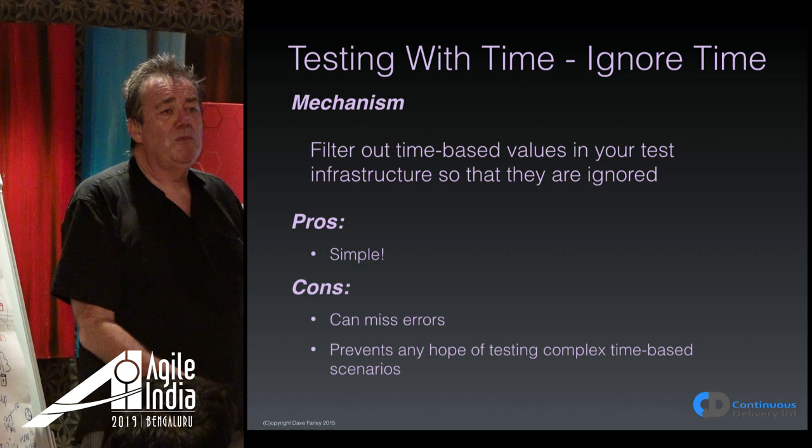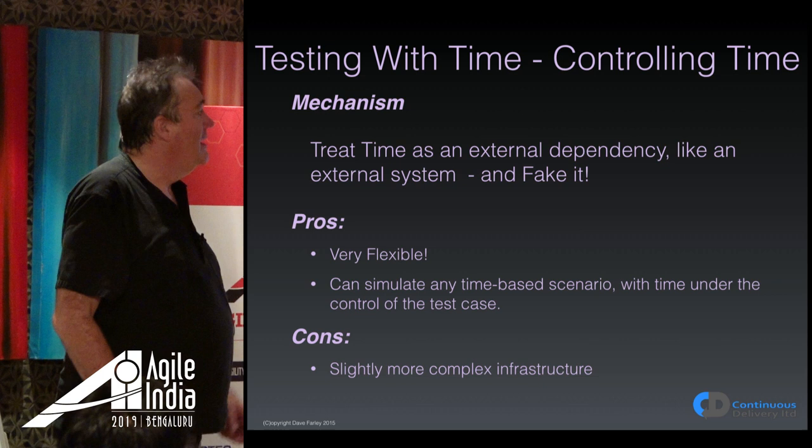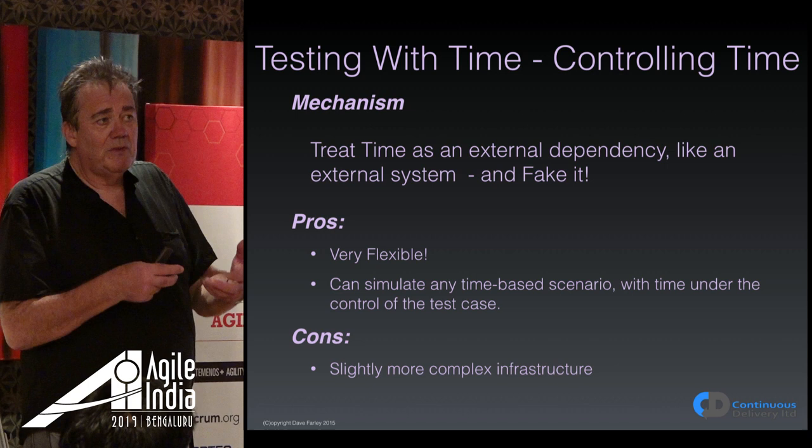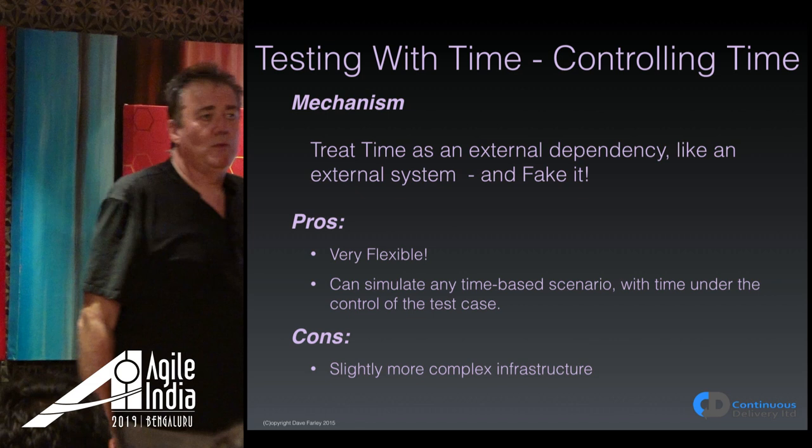For systems where time is more important, then I think that this is a better strategy. You take control of time. And the best way that I know of doing this, and this is also true at the TDD level, at the low-level test level, is that you treat time as an external dependency, and you fake it, basically, in the context of the test. This is incredibly flexible.